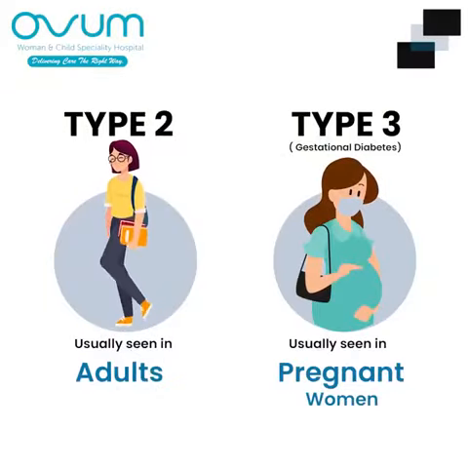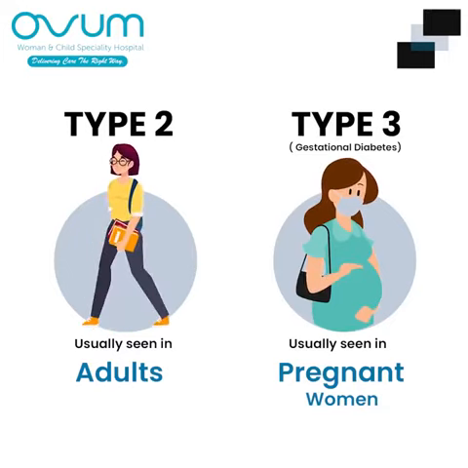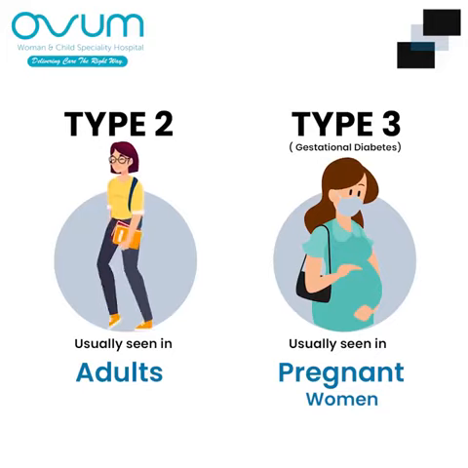So it is classified into three major types. Type 1 diabetes, which is usually seen in children, is because of a lack of insulin. Type 2 diabetes, which is usually seen in adults, and type 3 diabetes or gestational diabetes, which is usually seen in pregnant women. So what are the risk factors for diabetes?